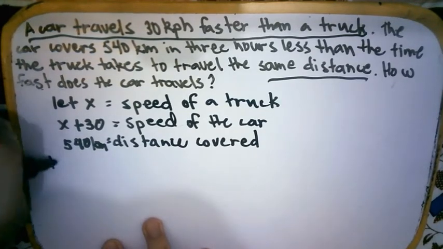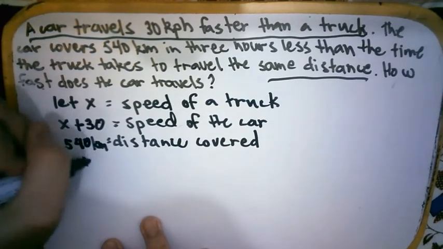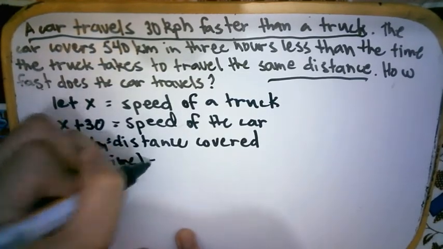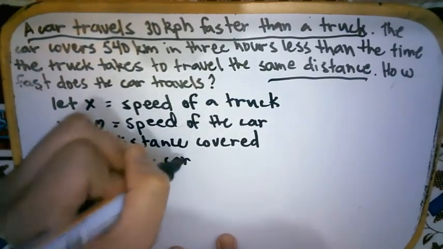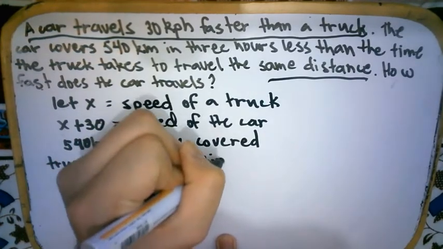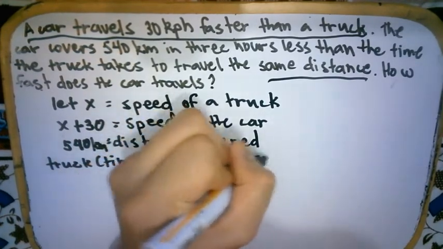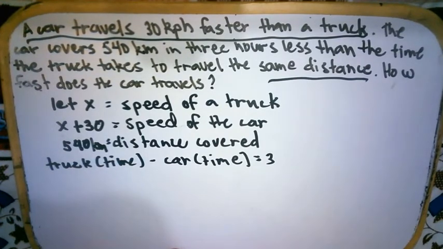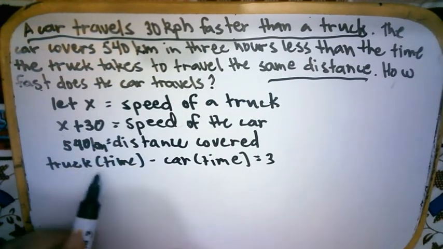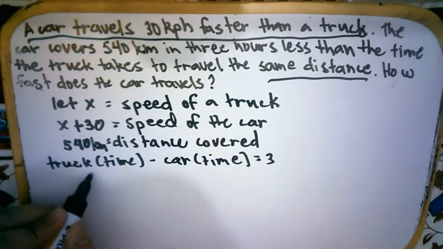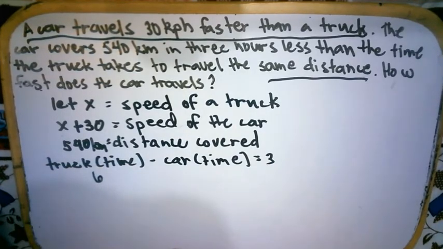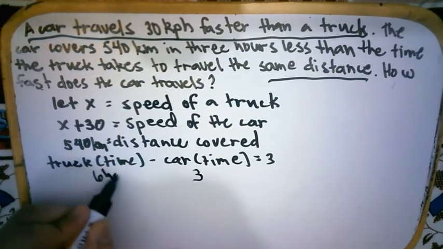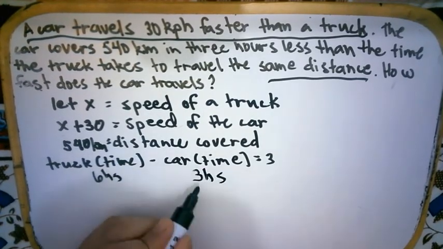So, truck, yung time, minus the car, yung time, is equal to 3. Kasi nga, mas mabilis yung car ng 3 hours. So, kung na-cover ng truck yung 540 kilometers ng 6 hours, for example, so ito, na-cover niya lang ng 3 hours. Kasi nga, mas mabilis yung car ng 3 hours.